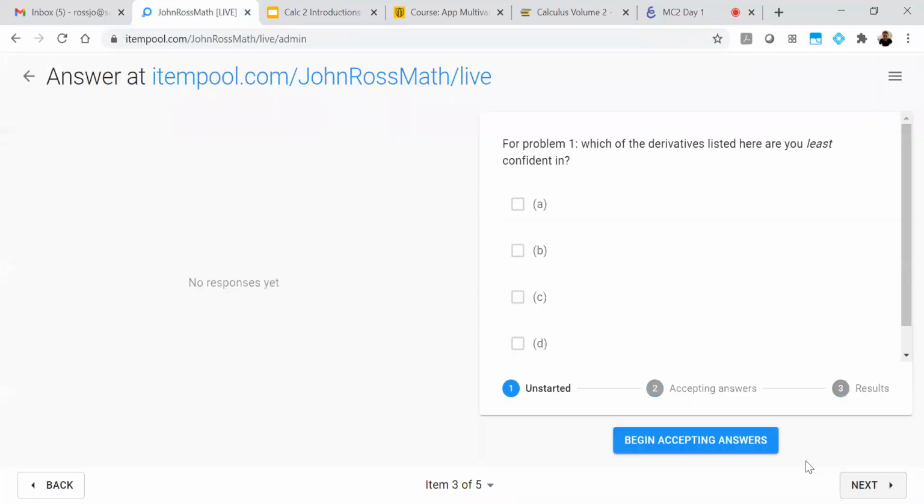So I'm going to ask you to take about 5 minutes to compute as many of these derivatives as you can, as carefully as you can. And I'm opening up an item pool question for you, simply asking you which one or which ones are you least confident in. So take a couple minutes. You don't have to get them all. You don't even have to get them all right. Just attempt each one and then see how you are feeling about them and which ones you are less than confident in.